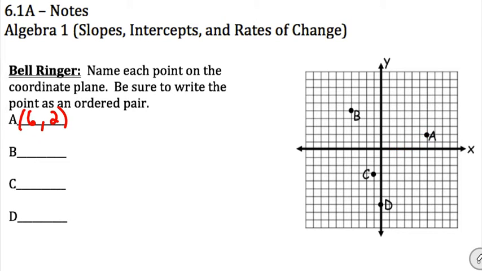Alright, let's go. Next one, B. To get to B from the center, I'm going to go 1, 2, 3, 4 to the left, which means B will be labeled as a -4 for the x coordinate. Count them up, 1, 2, 3, 4, 5 up, so +5 for the y coordinate. Pause the video, try C and D on your own, and see what you get for them.